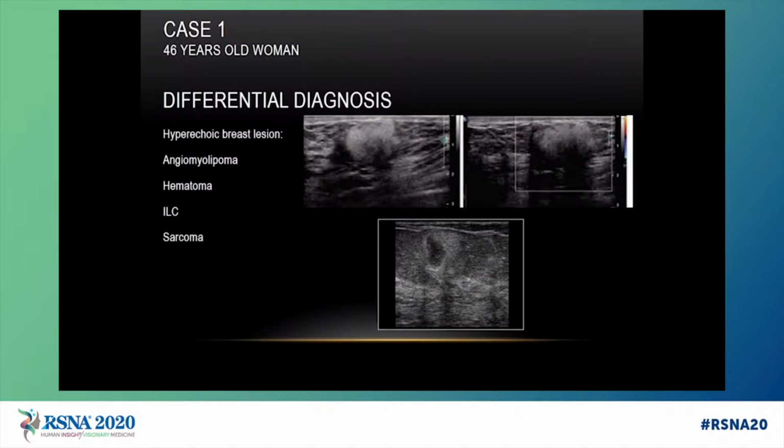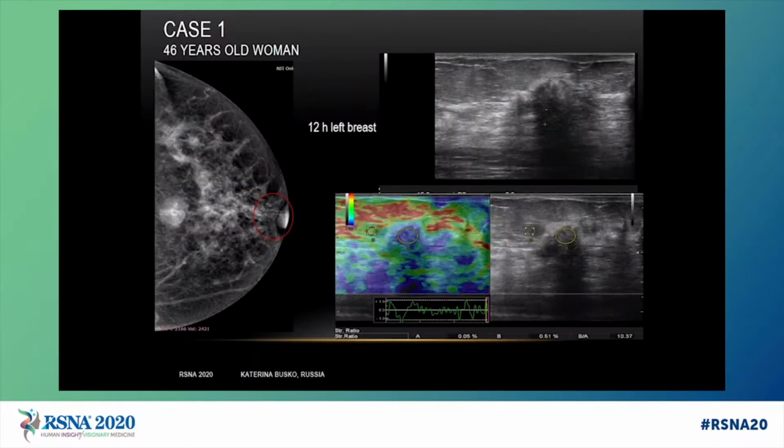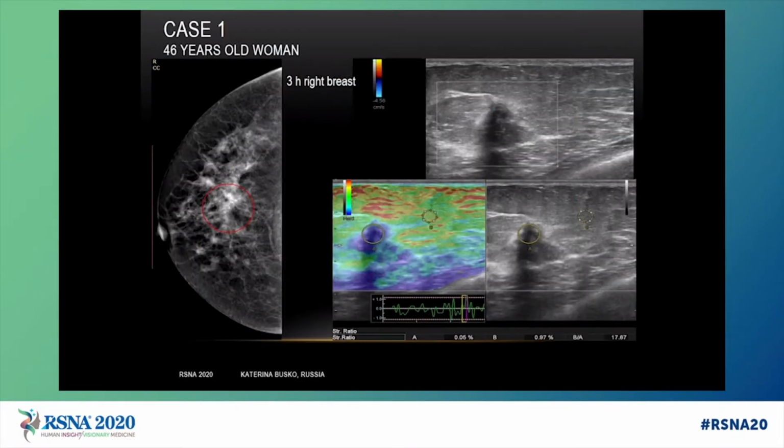Also, invasive lobular carcinoma, sarcoma, but the benign lesion will not have high vascularity. That's why we gave it 5th category according to BI-RADS. Then we found the additional lesion in the subareolar area of the left breast. It was a hypoechoic lesion with irregular shape and indistinct margin. This lesion had the classic ultrasound characteristics of breast cancer, but we could not find it with the mammogram.